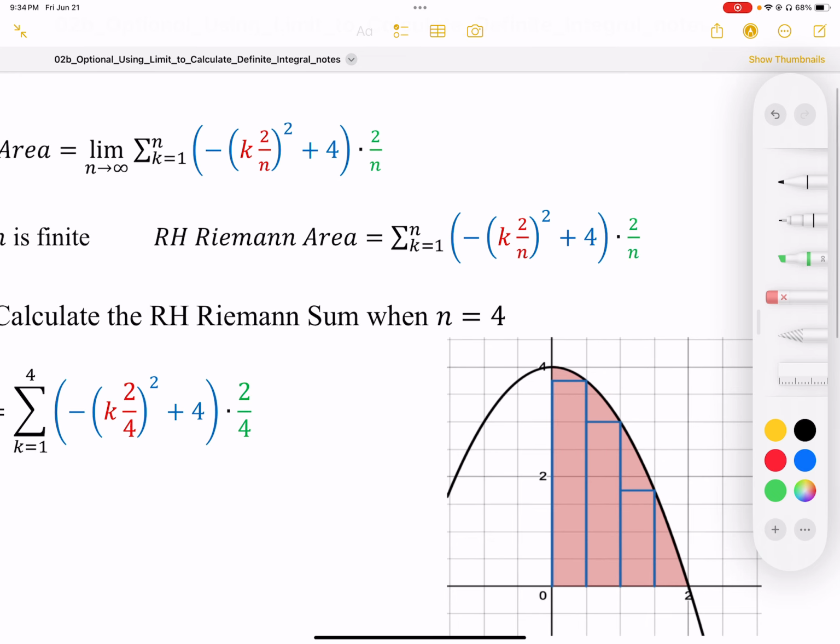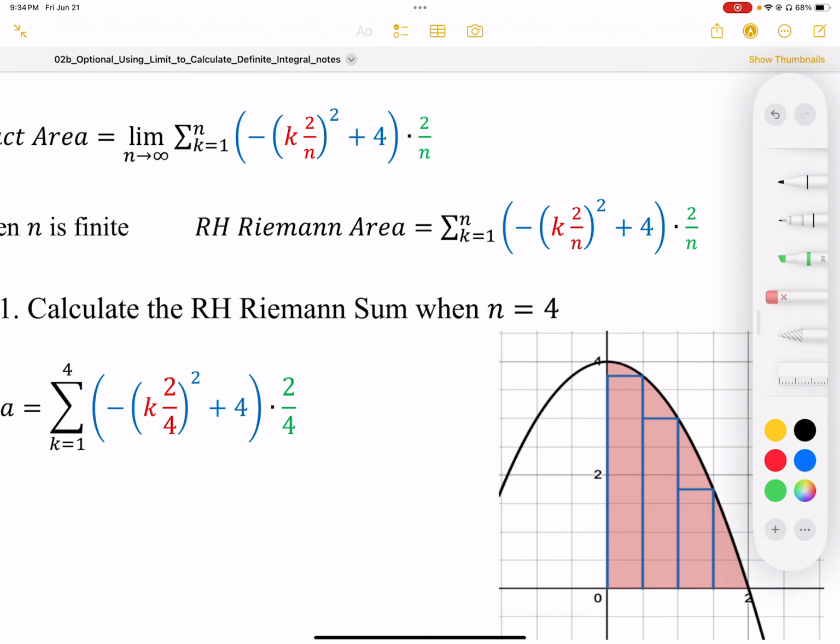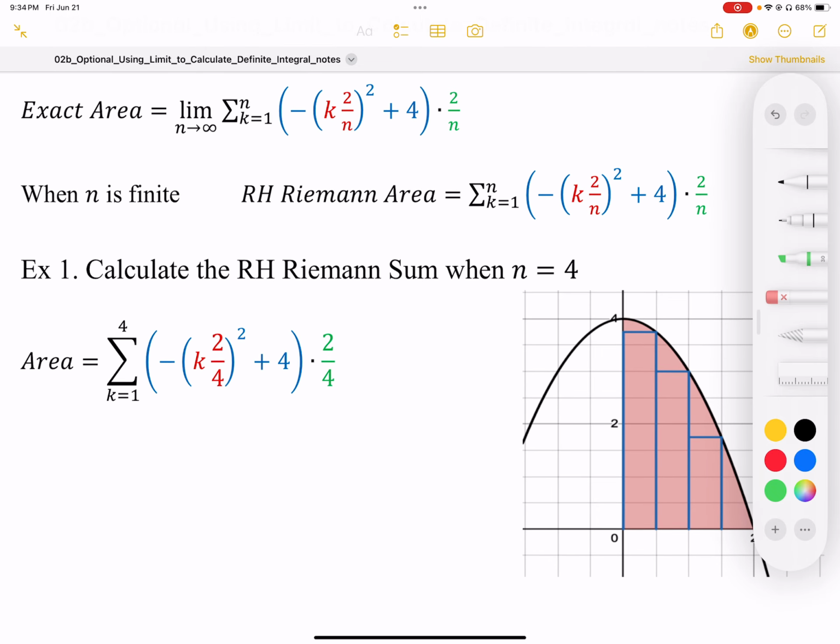So this expression here is from a previous example of our negative x squared plus 4. We replace the x with k times 2 over n, where 2 over n is our dx, and then multiply that by our 2 over n on the outside, which is our dx as well. So using this expression, we can calculate these rectangles that I've drawn here.